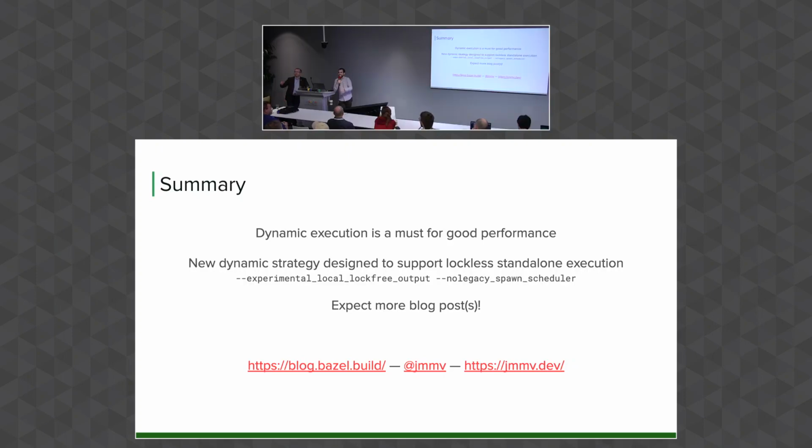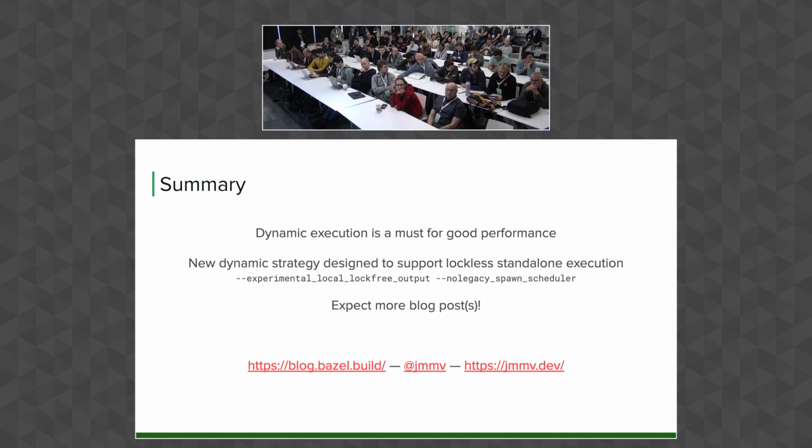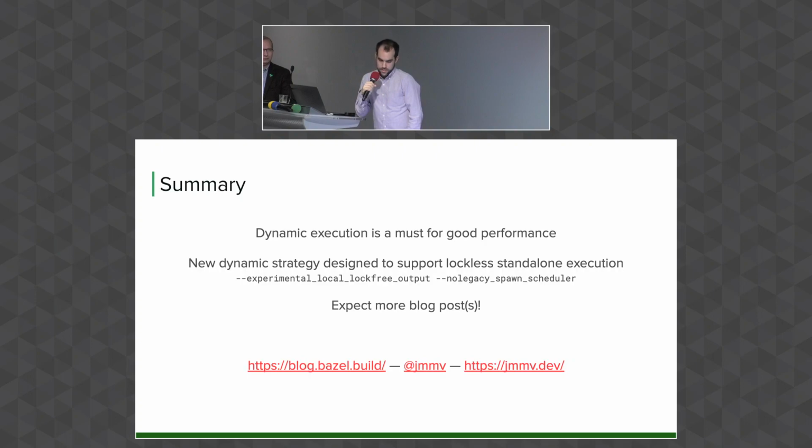One more question. Given that there are fewer CPUs locally than there are remotely, how does Bazel prioritize what to run locally first? Okay, the question is, there are fewer CPUs locally than remotely. How do we prioritize what to run first locally?